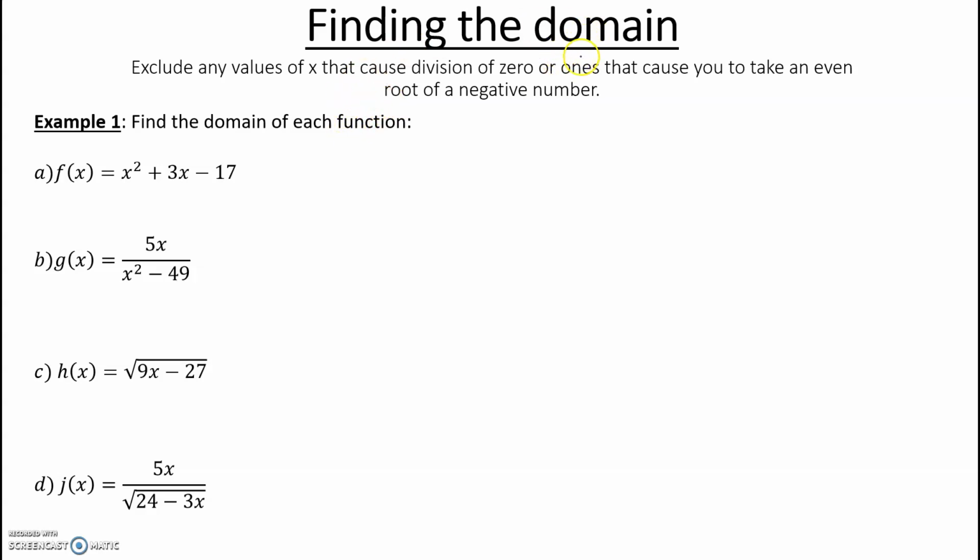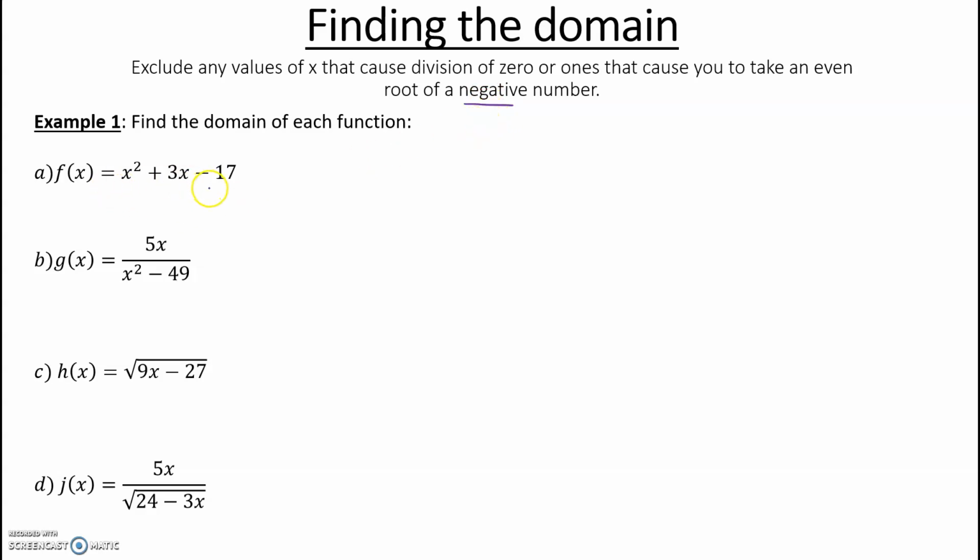And the only thing you're really going to have restrictions on is if you have a fraction, you can't divide by 0. You can't have a 0 in the denominator. And if you're taking a square root or any even root, you shouldn't be taking the root of a negative number. So those are basically your two things you want to watch out for. You want to watch for fractions, make sure the denominator is not 0. And you want to watch for even roots, make sure that you're not taking the root of a negative number.